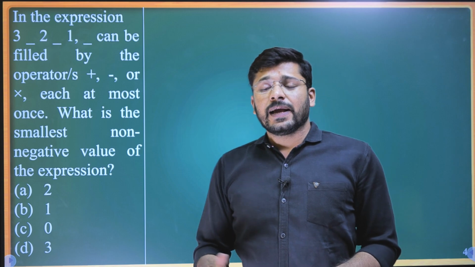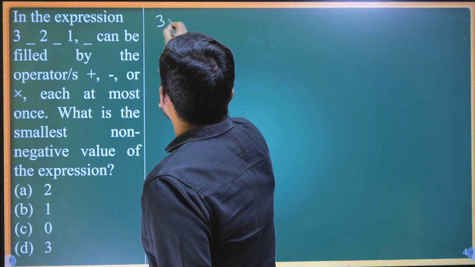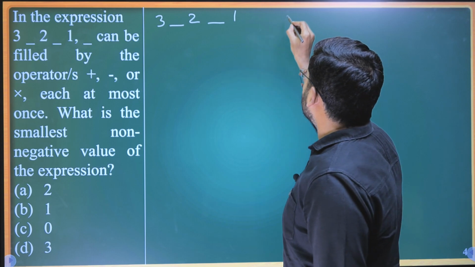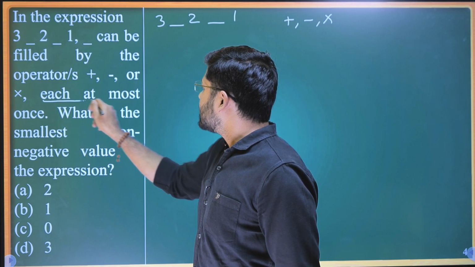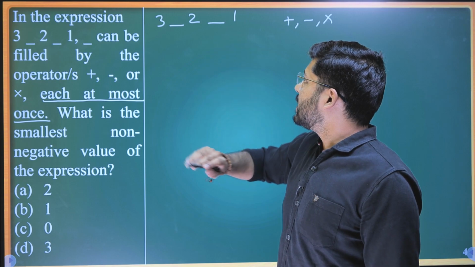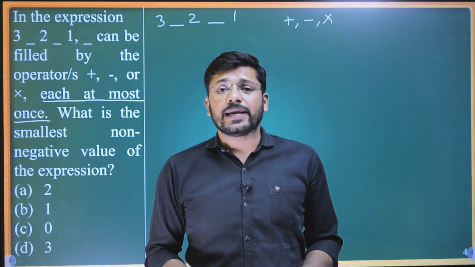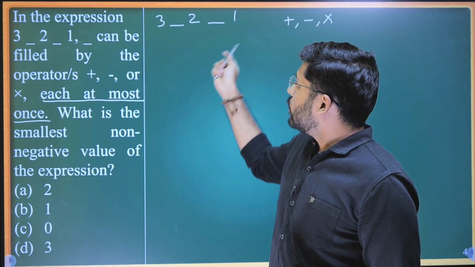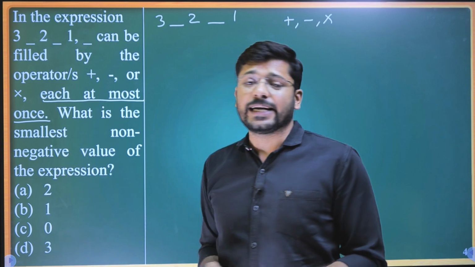Now in the previous problem, we had only one dash. Here we have two dashes. So we have 3 dash 2 dash 1, and we can fill them with plus, minus or into. However, there is a condition here, each at most once. That means that if you used plus here, you cannot use plus here. If you use minus, you cannot use minus again. If you used into, you cannot use into again. So you can use each of the three operators only once. So then doing this, what is the smallest non-negative value that you can get?